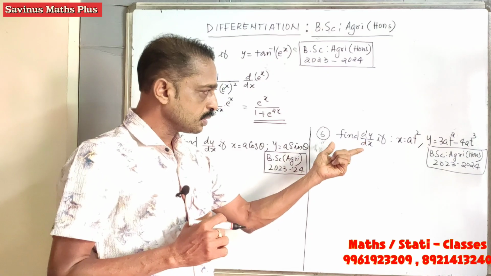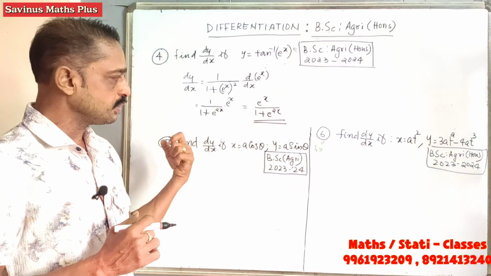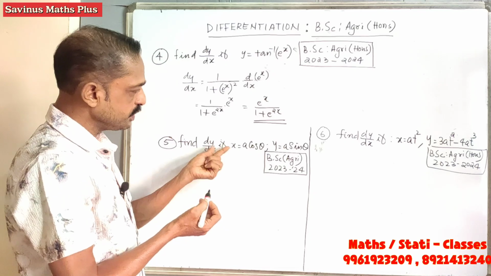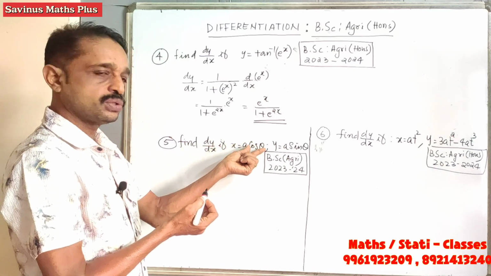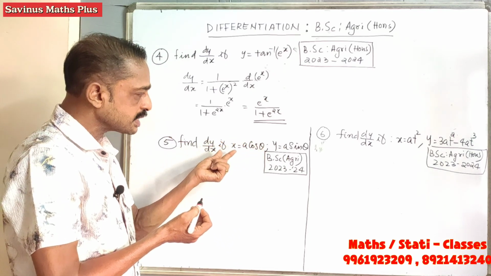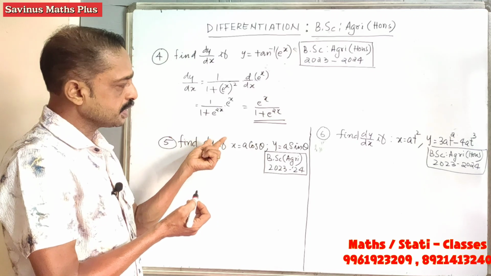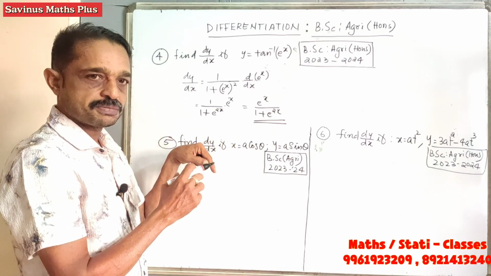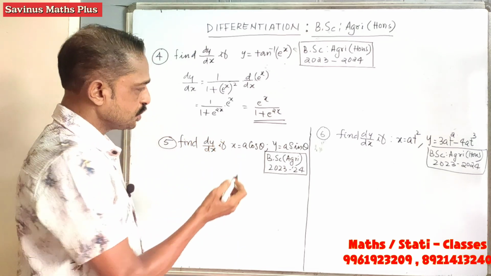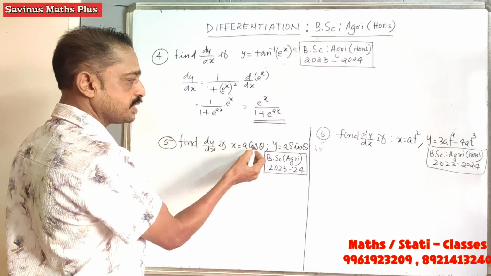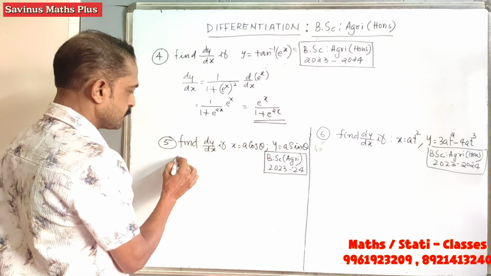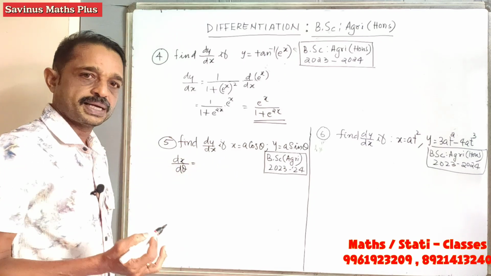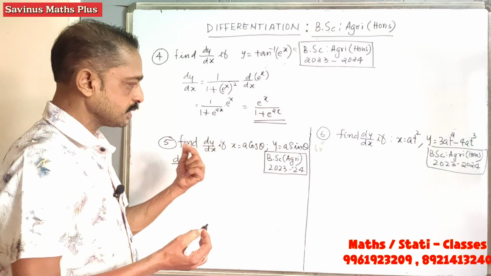So in order to differentiate these functions, how will you differentiate this function? See, x is a function of theta. So we can differentiate x with respect to theta. That means we can find out dx by d theta. A function is always differentiated with respect to the variable of that function. So here x is a function of theta. We can differentiate x with respect to theta. So dx by d theta we can calculate.